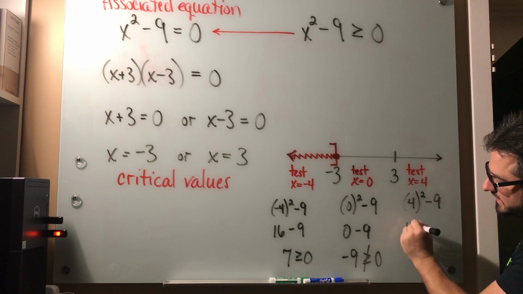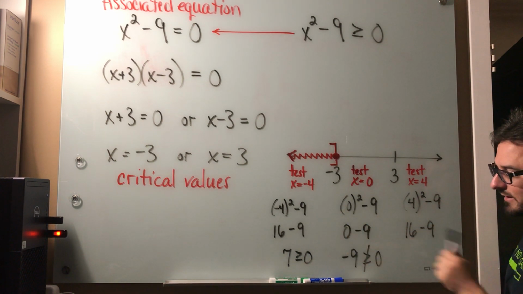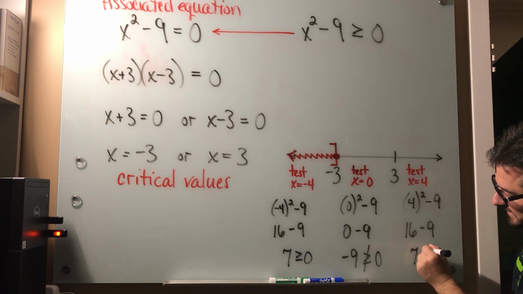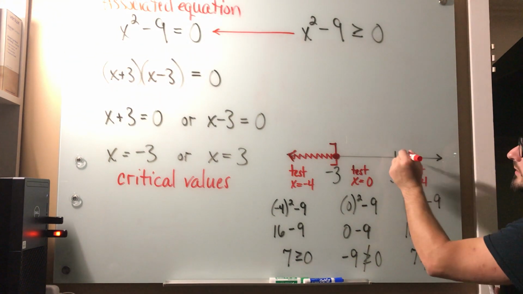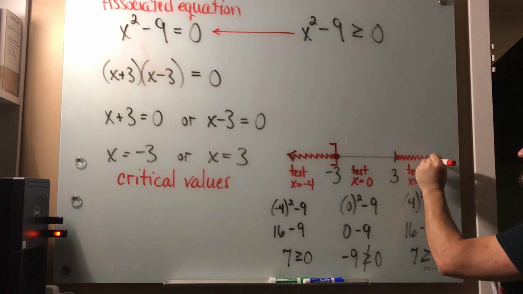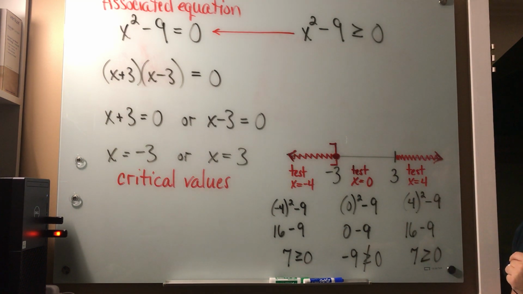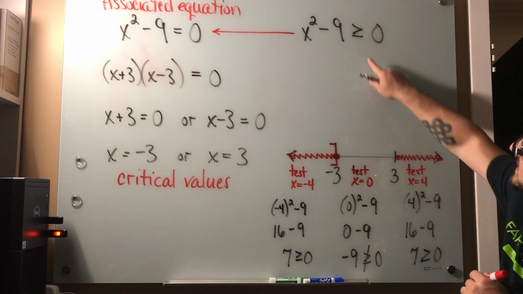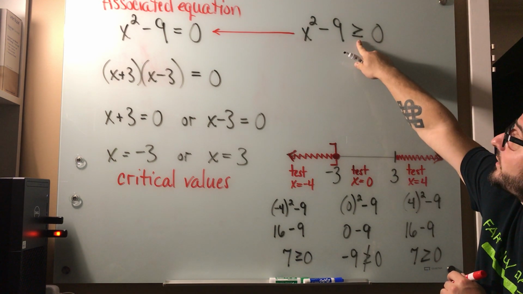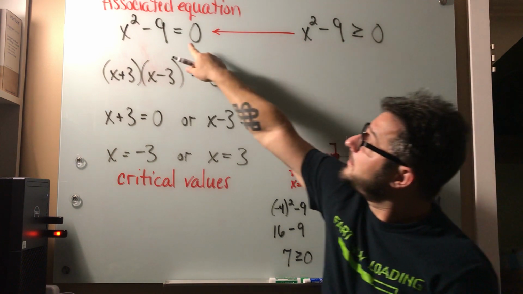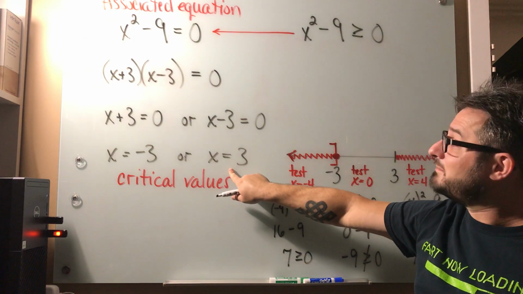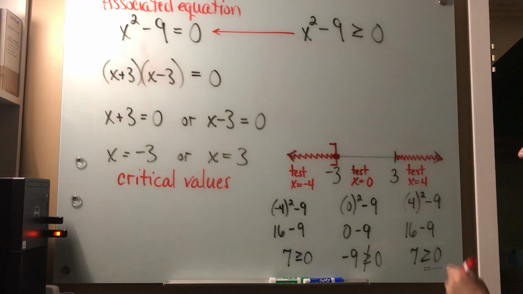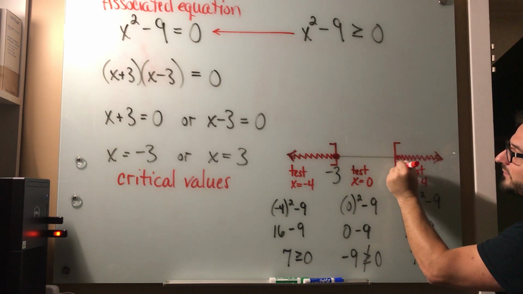4 squared is 16. So actually, much like we had at the far left, we get 7. And that is indeed greater than or equal to 0. So this section, everything that's greater than 3, also works. And as we saw before, this includes 0, anything that's greater than or equal to 0. And through solving this, we did find that x equals 3 makes this equal to 0. So that does, again, qualify for our solution.